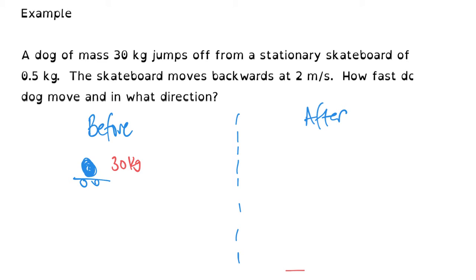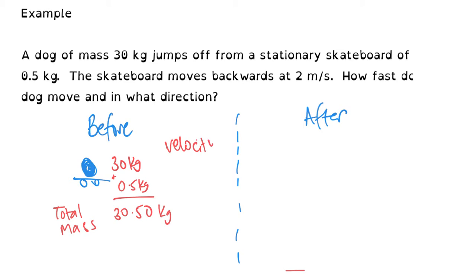So let's just go through. So we know the mass of the dog is 30 kilograms and the skateboard 0.5 kilograms. Now they're one unit, so they have a total mass. If they were separate, we'd treat it separately, but because they're one unit, we know the total mass is 30.5 kilograms. Then we need to think about the velocity, because momentum is mass times velocity, and in this case it's stationary, so it's 0 meters per second.